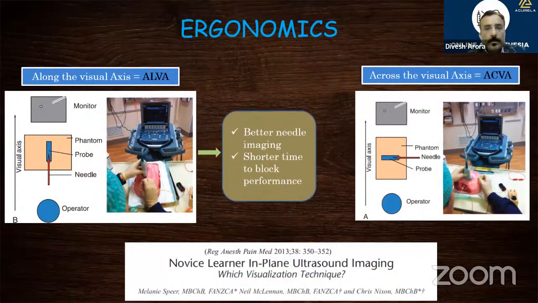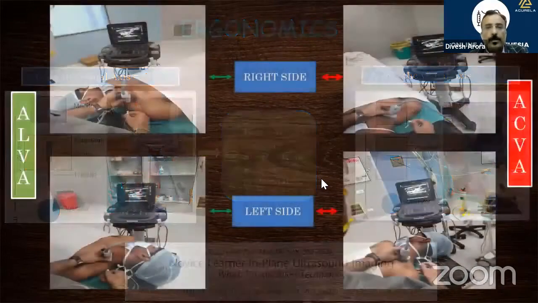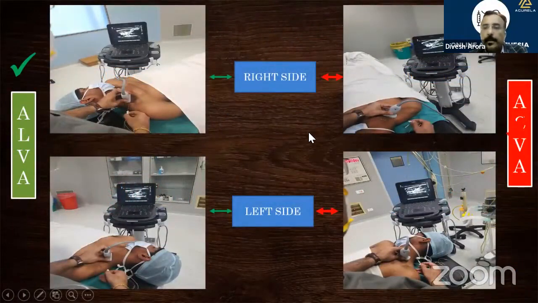So coming on to the ergonomics, not specific to interscalene, but specific to any kind of regional anesthesia technique, how the long axis of the transducer is aligned with the visual axis gives us two basic approaches: the along approach and the across approach. In the across approach, you can see the long axis of the transducer is perpendicular to the visual axis. There are various studies, I am quoting one of them, that whenever we have the long axis of the transducer aligned with the visual axis, which is known as the along approach, we have better needle imaging and need a shorter time to perform the block. So this is the one which we'll be utilizing for description of the interscalene block.